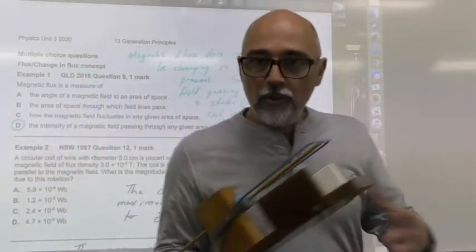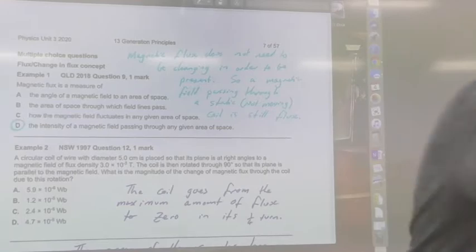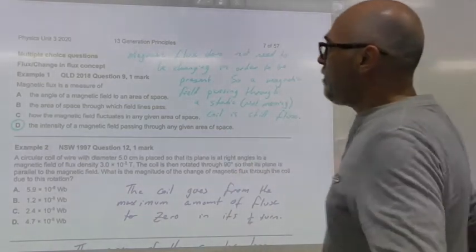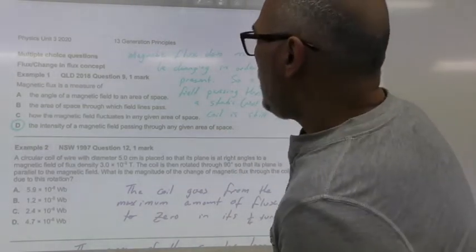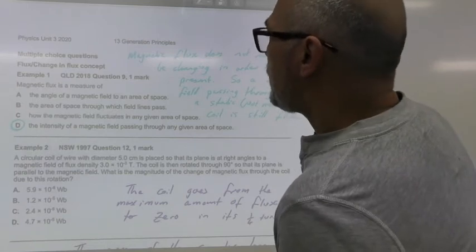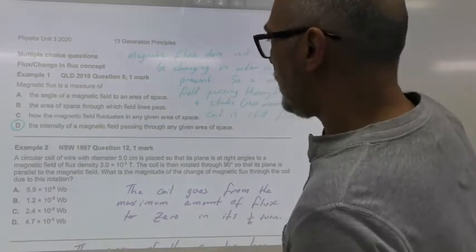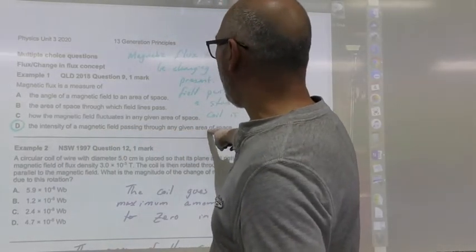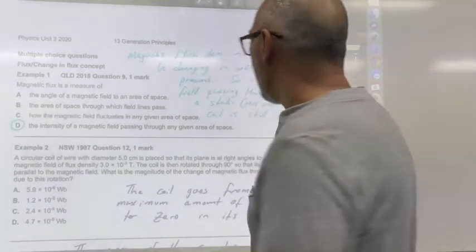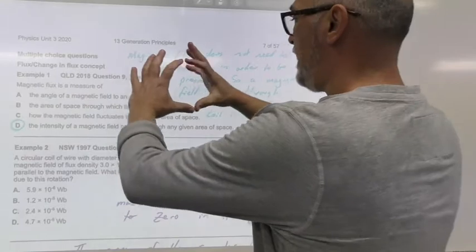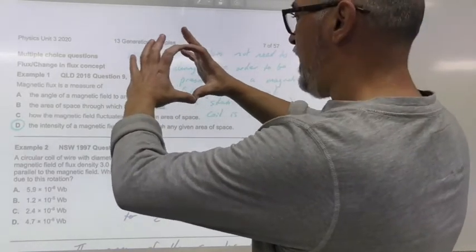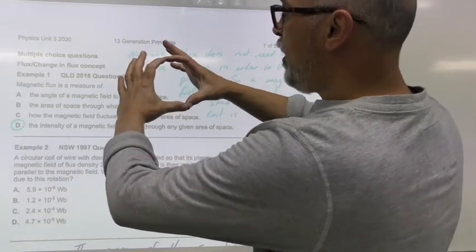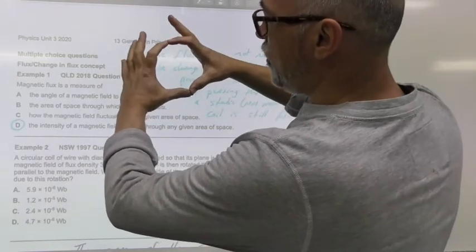Okay, so let's do a couple of questions and see how you go with that, if this kind of makes it easier to understand, hopefully. Okay, first question, example 1. Multiple choice, flux, change in flux concept. Magnetic flux is a measure of what? It says, I've got here the intensity of a magnetic field passing through any given area of space, which is true. So you'd say this is the space that I've got a magnetic field through. Well, the flux through that space is the product of the magnetic field strength and the cross-sectional area of that space.